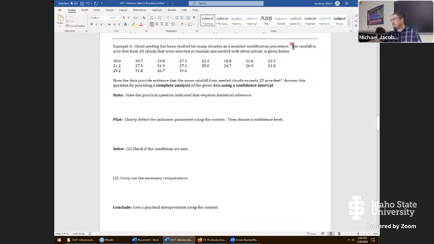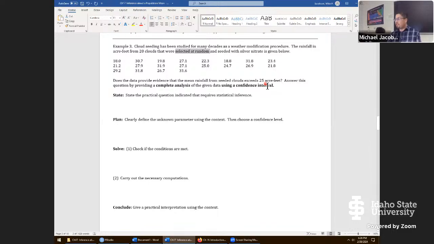They tell us next, the rainfall in acre feet from 20 clouds that were selected at random and seeded with silver nitrate is given below. So these are all rainfall values in acre feet. This is the part of the problem that to me sounds kind of interesting because I have no clue how you select clouds at random. They just assured us that they really did it.